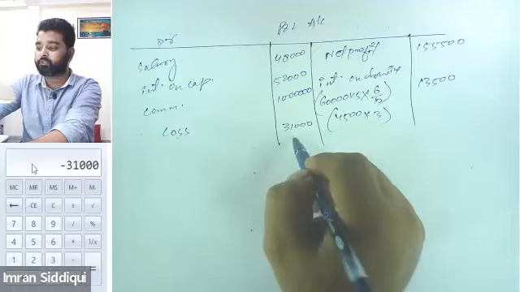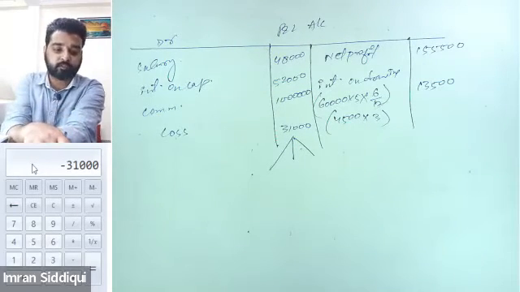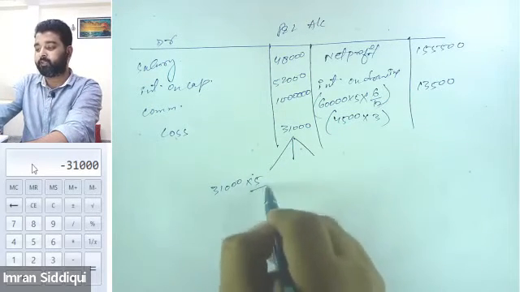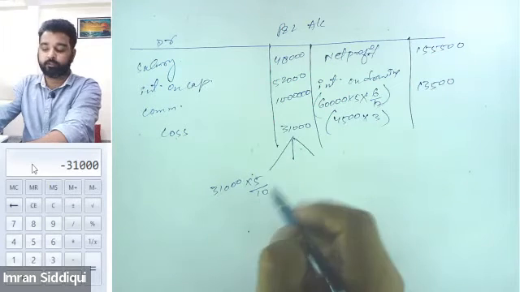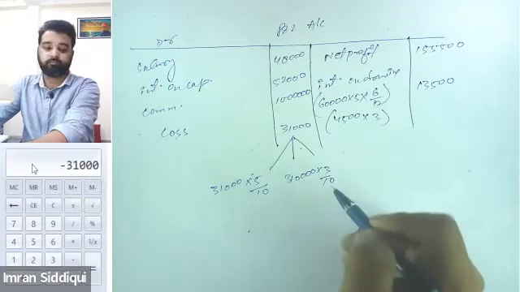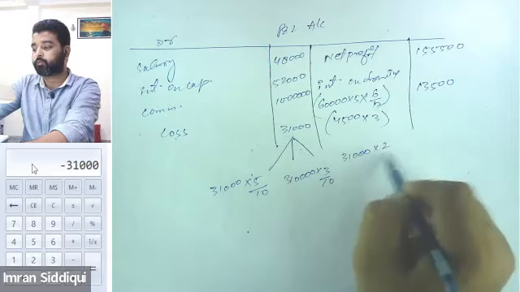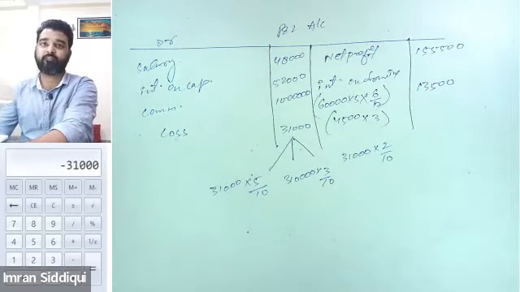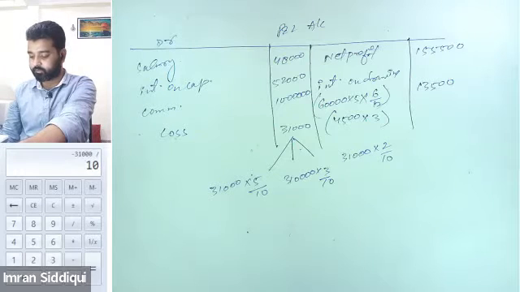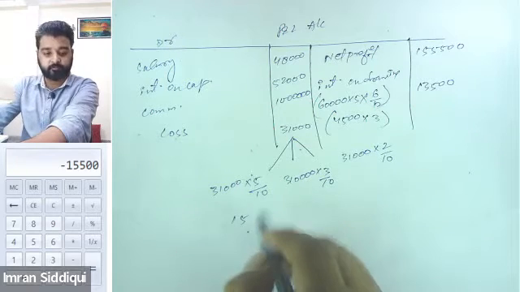Now we will divide this loss among the partners in the profit sharing ratio. Is that clear? Their profit sharing ratio is 5:3:2. So 31,000 into 5 divided by 10 for Kabir, 31,000 into 3 divided by 10 for Zoravar, and for Parul it will be 31,000 into 2 upon 10. Clear, everybody? 31,000 divided by 10, and then we will multiply it by 5. We should get 15,500.